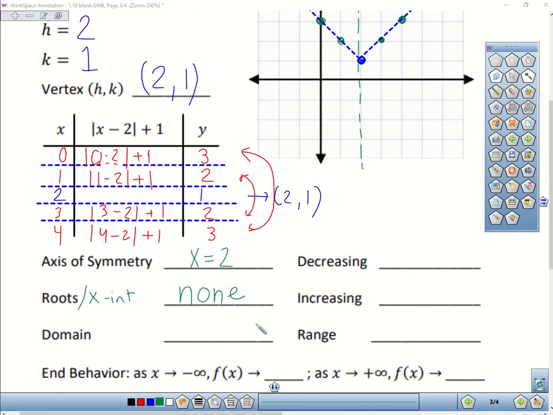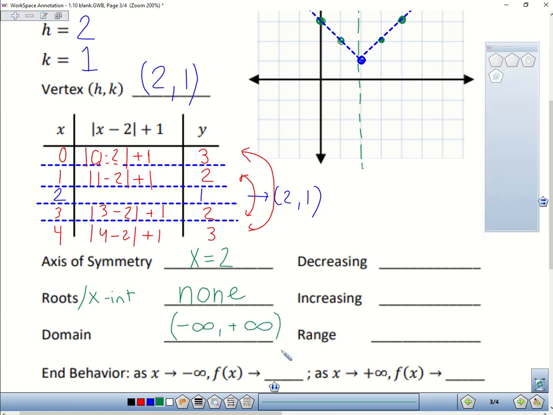So now we're going to talk about domains. So for any absolute value function, the domain is always all real numbers. And that one doesn't change unless you're bounding it, which we're not going to do in this class. You're looking at it from intervals.